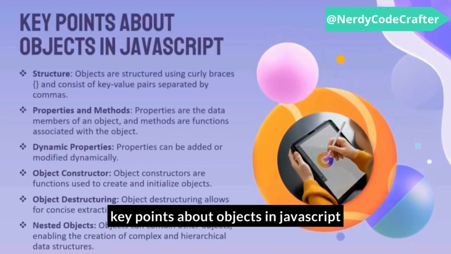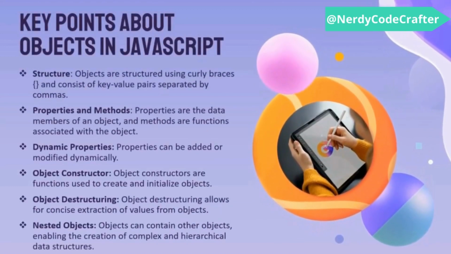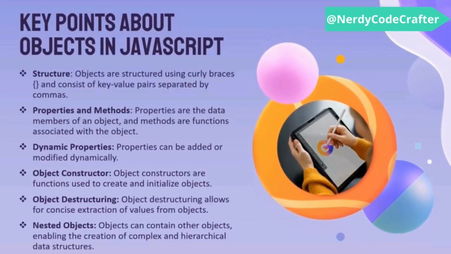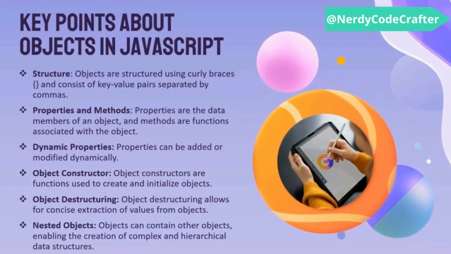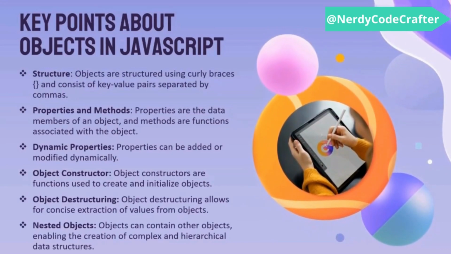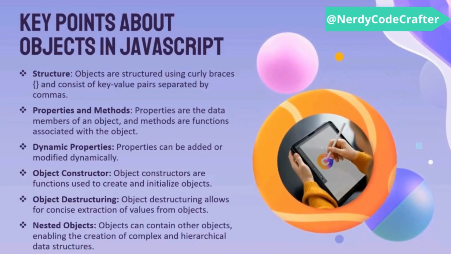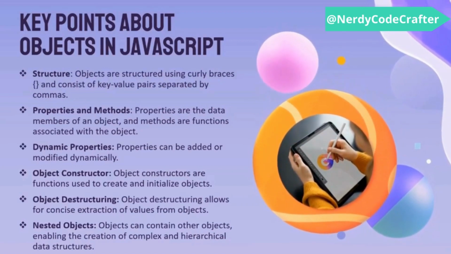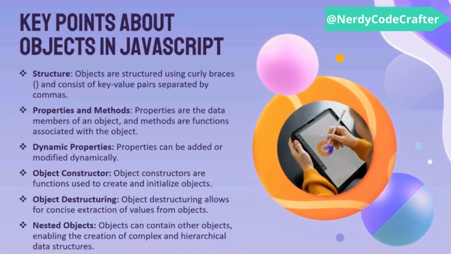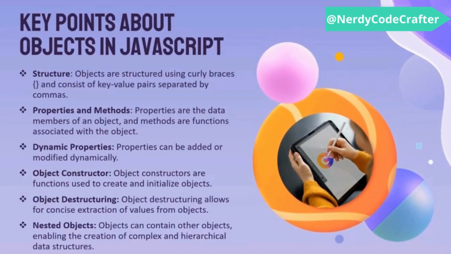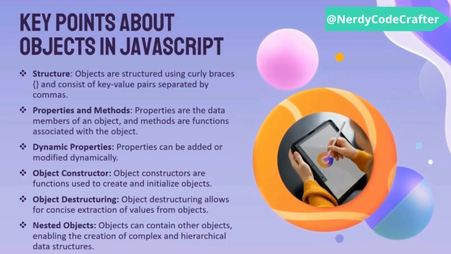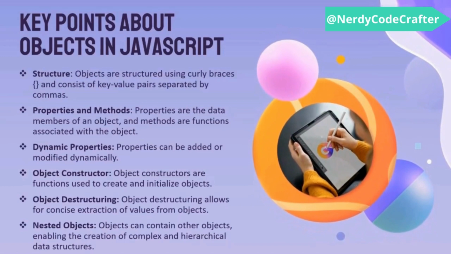Key points about objects in JavaScript. Objects are structured using curly braces and consist of key-value pairs separated by commas. Properties are the data members of an object, and methods are functions associated with the object. Properties can be added or modified dynamically. Object constructors are functions used to create and initialize objects. Object destructuring allows for concise extraction of values from objects. Objects can contain other objects, enabling the creation of complex and hierarchical data structures.